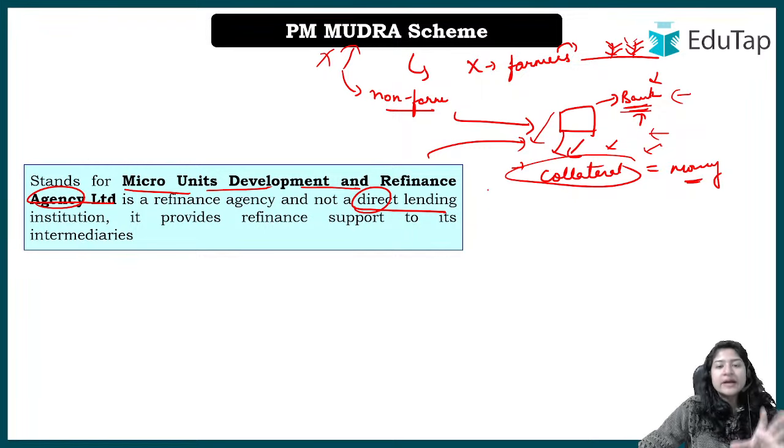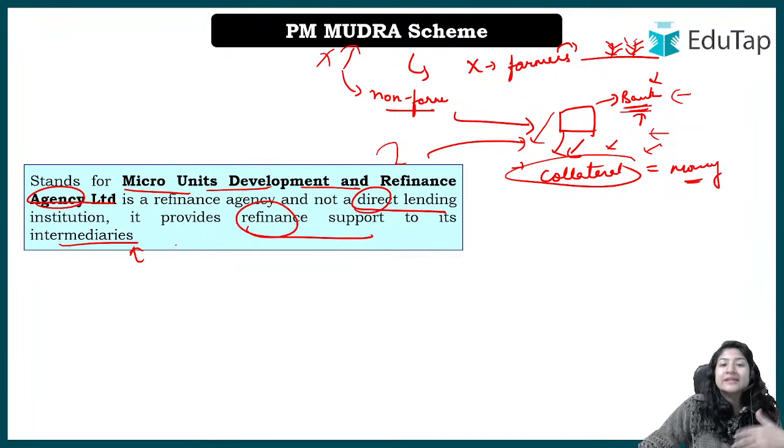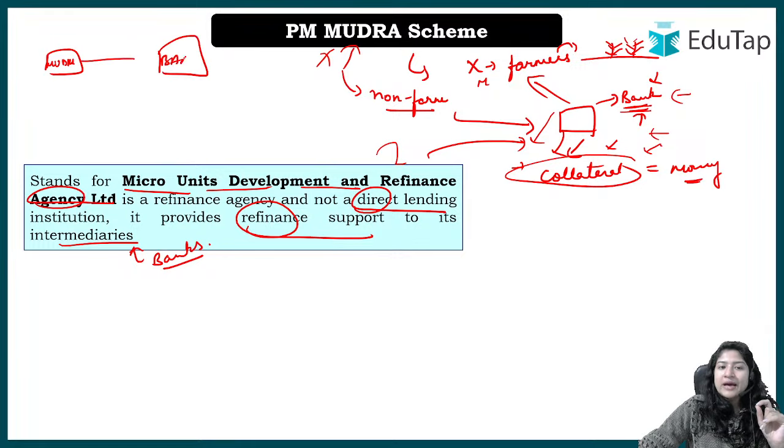Okay, so the Mudra agency is a refinance agency. Basically it will provide refinance support to the intermediaries. Who are your intermediaries? Banks, and whichever financial institutions you have, okay. So we are getting money from banks only, but it is refinanced by Mudra. If I make it clear again, Mudra is refinancing the banks, and then from banks the consumer is getting the money, okay.